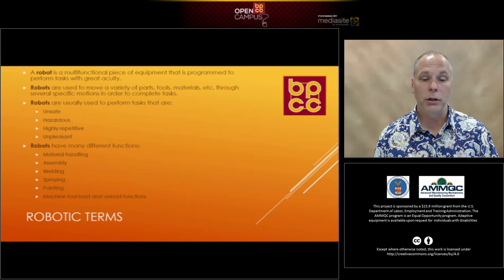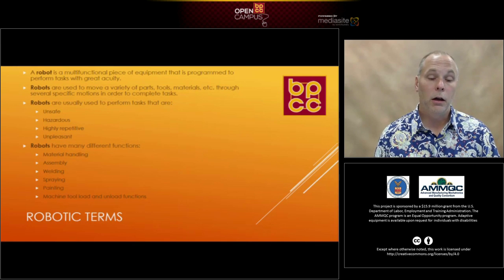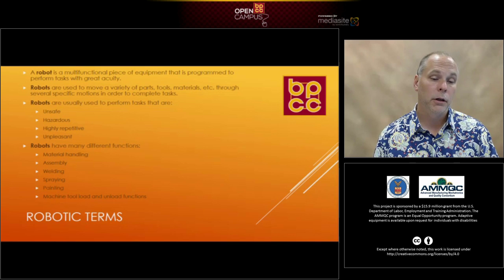Robots have many different functions, such as material handling, assembly of products and subassemblies, and welding, a perfect example of being in an unpleasant location, as well as doing one task over and over and over. Also spraying applications, whether it's paint or another type of spraying, and then machine loading and unloading functions.